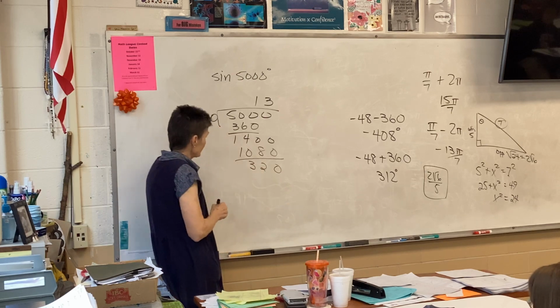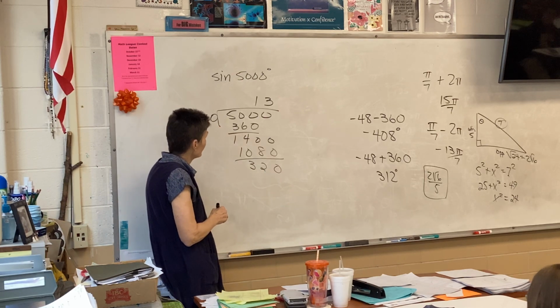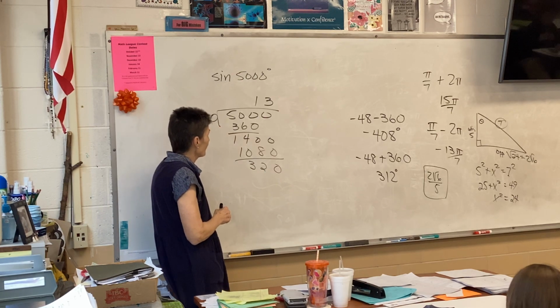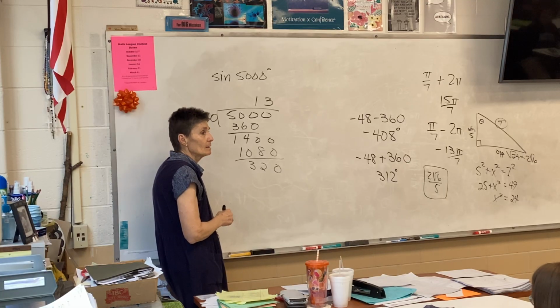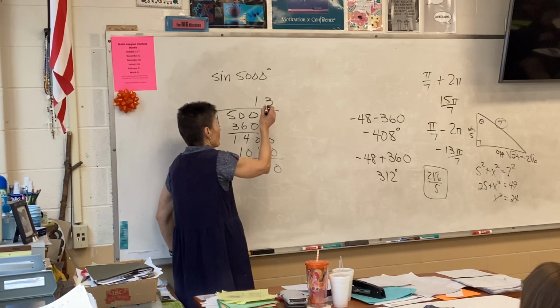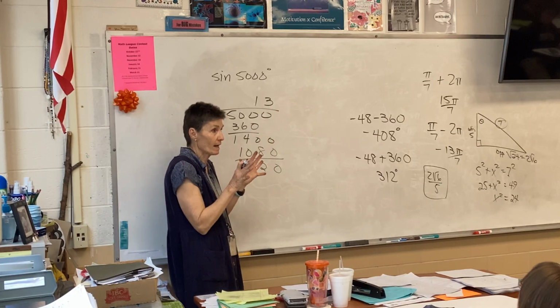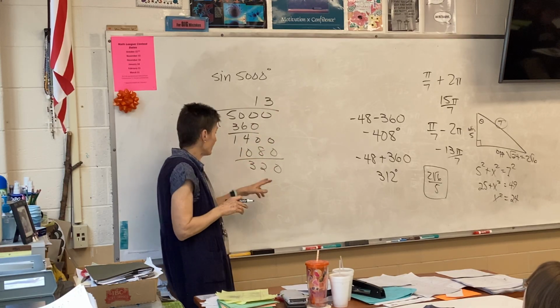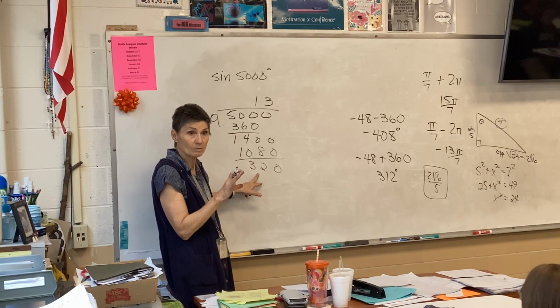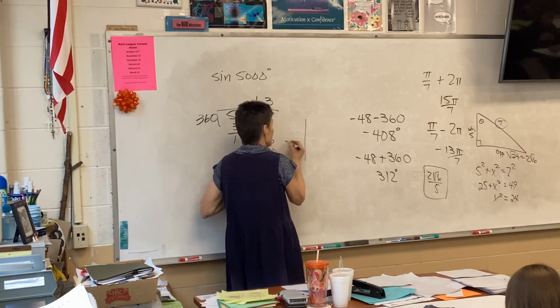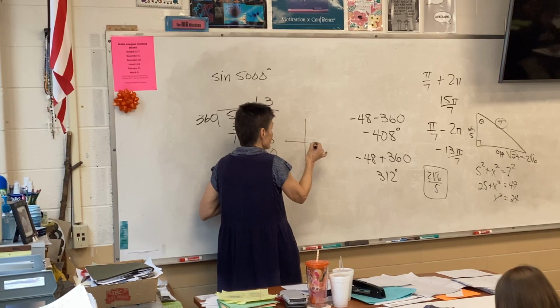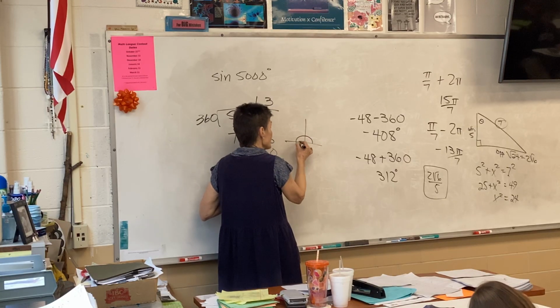So how's that look? Did I do that right? I think I did. It's like 13.8 around there. Okay, so it goes around 13 whole times and has 320 left to go. So think of it spinning around 13 times, and then it has 320 to go.